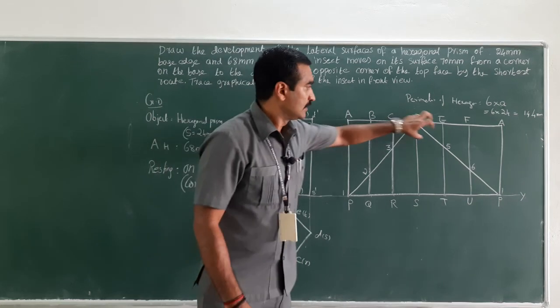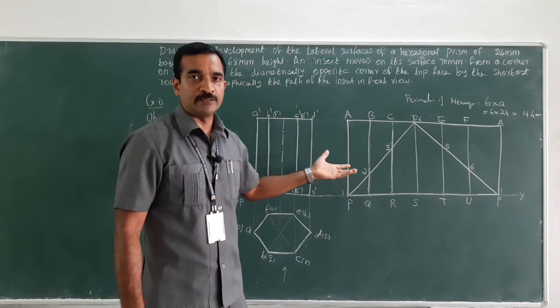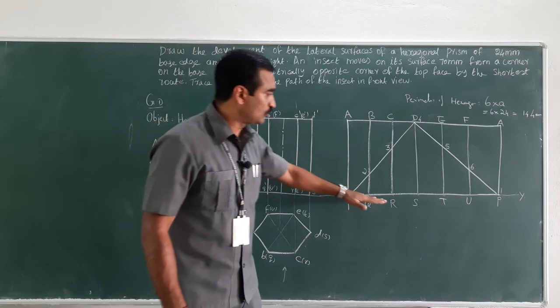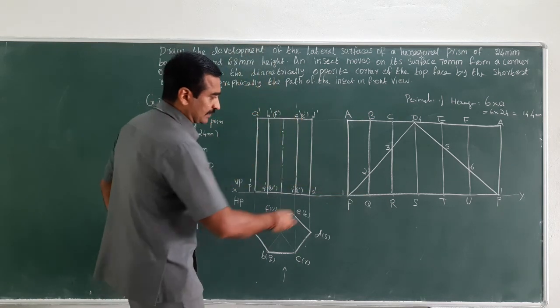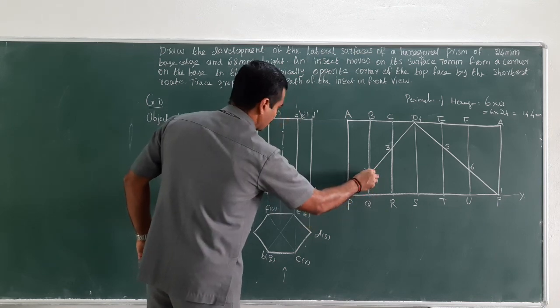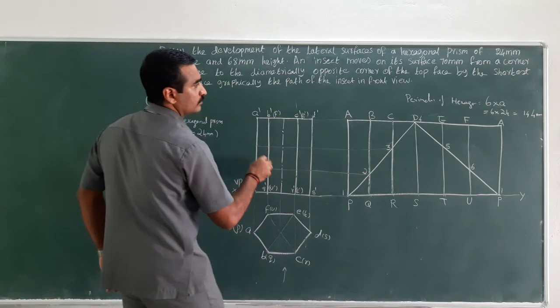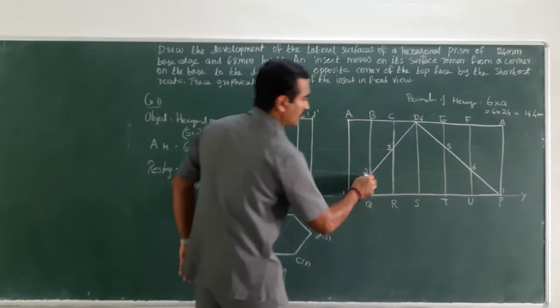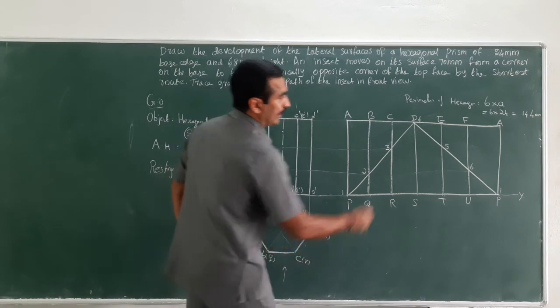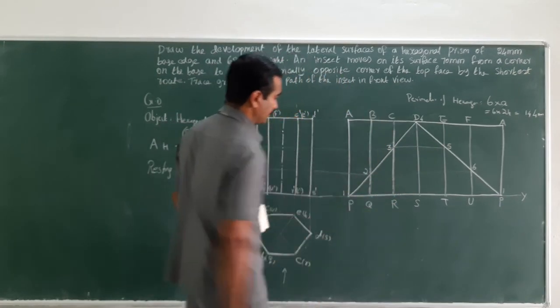Now these points need to be transferred to the front view. How can that be transferred? By drawing a parallel line to the XY. Simply project it horizontally. So 6 and 2 will be on the same line, and 3 and 5 will be on the same line. 1 and 1 on the same line, 4 is here.